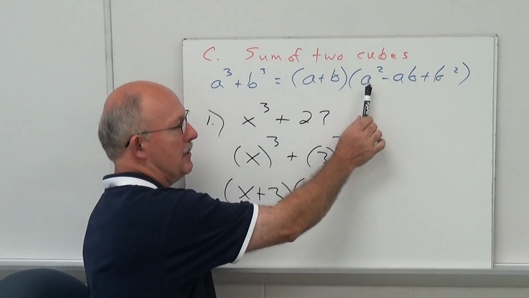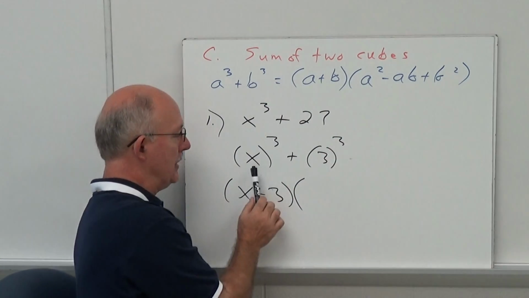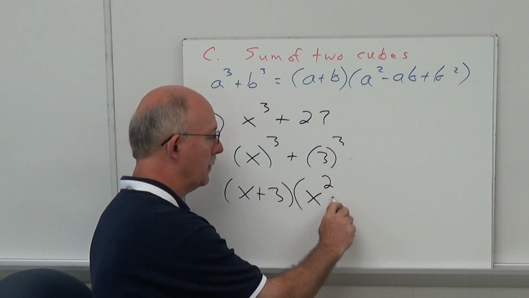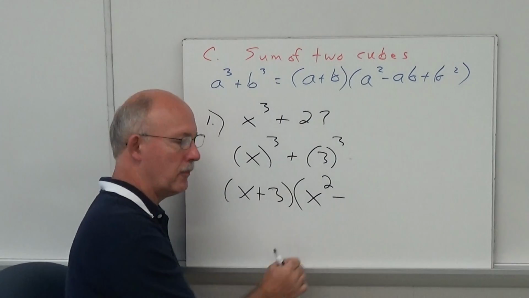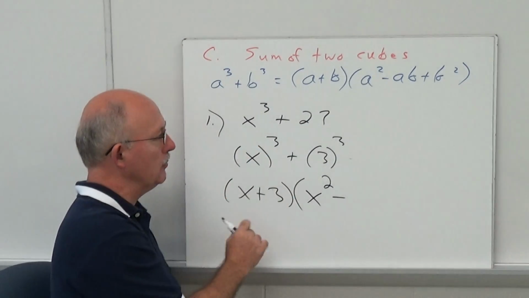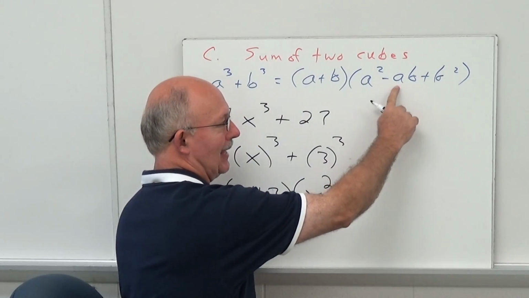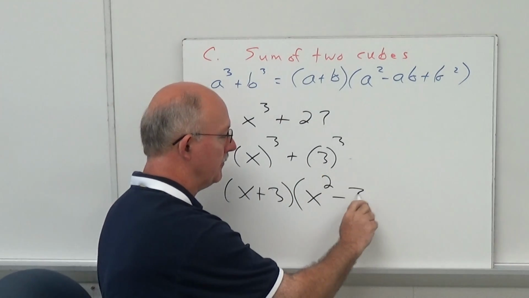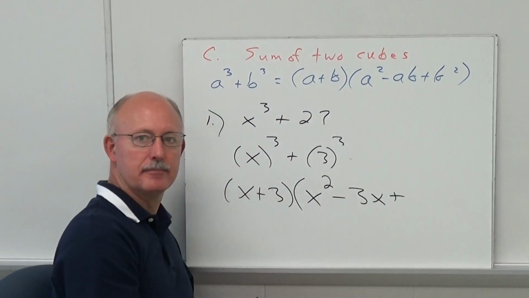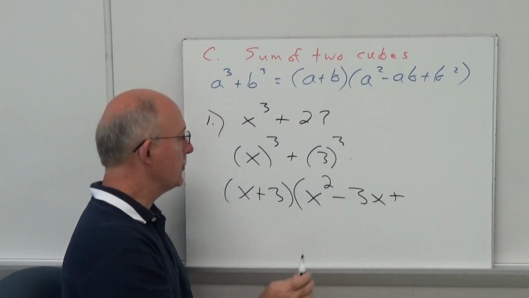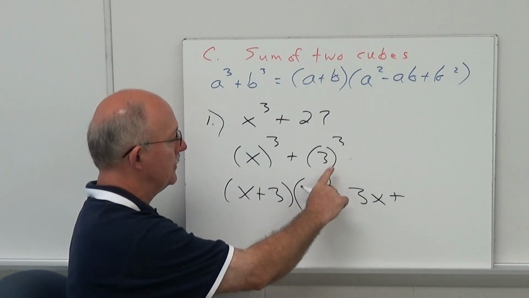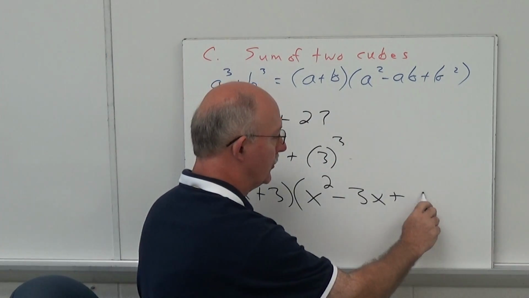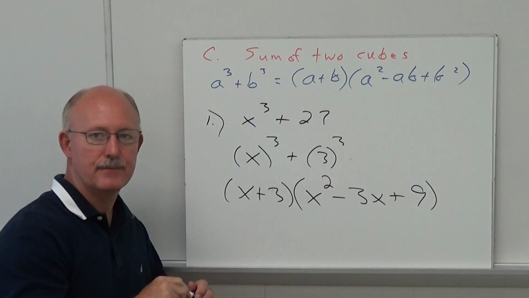To get the trinomial, remember the first term of your trinomial is the first base squared. Now the first base is x, so x squared minus. Remember the middle term will always be subtraction with a sum of 2 cubes. To get the middle term, it's a times b, so we have to multiply the 2 bases together. x times 3 gives us 3x. And now the last term, b squared. The second base is 3, so 3 squared gives you 9. And we've got that factorization there.